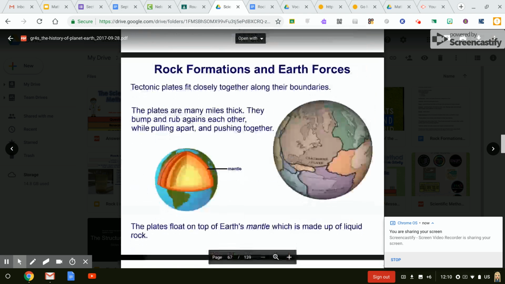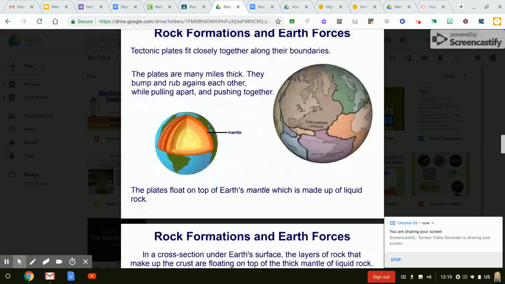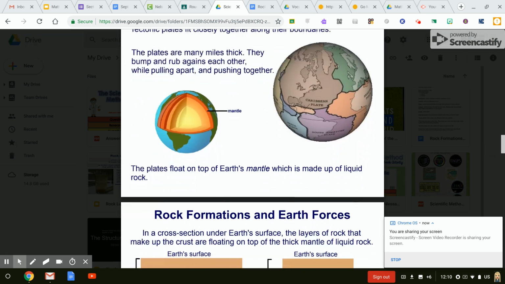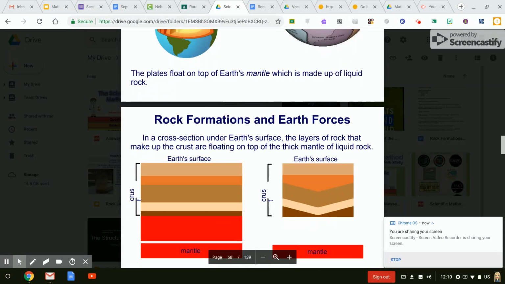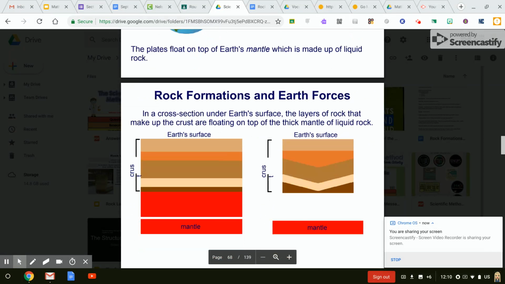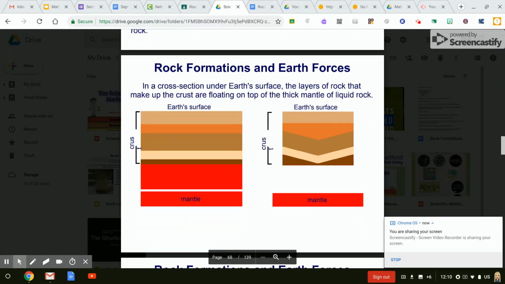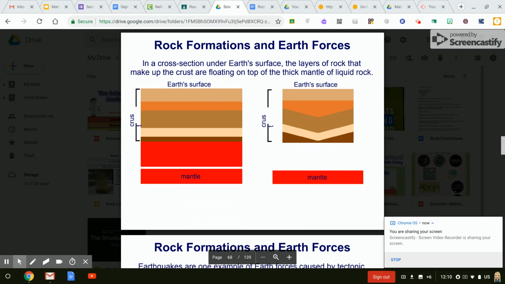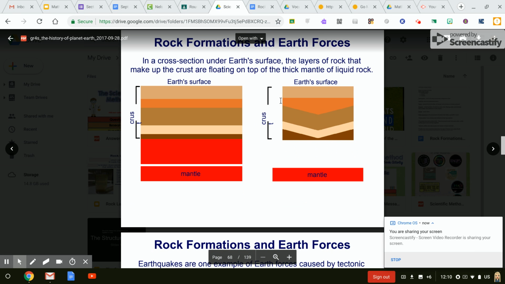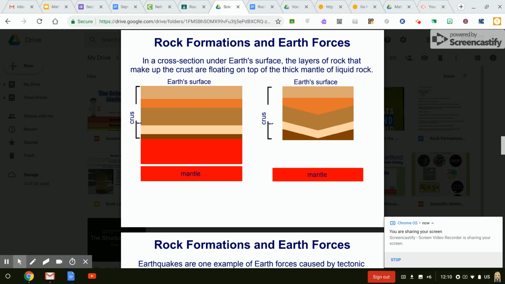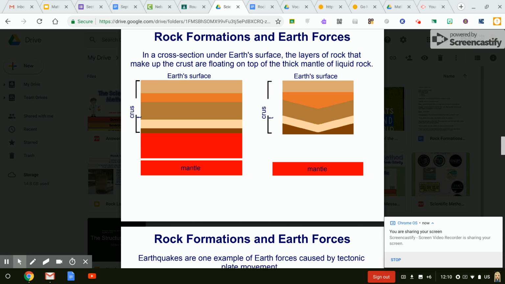Here we talked about rock formations and earth forces, how the plates will rub against each other, pulling apart and pushing each other, and that the plates float on top of Earth's mantle. And remember, that mantle is made up of liquid rock. So here, in a cross-section under Earth's surface, the layers of rock that make up the crust are floating on top of the thick mantle of liquid rock.